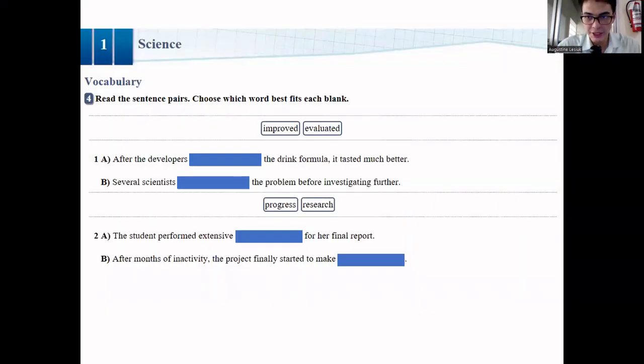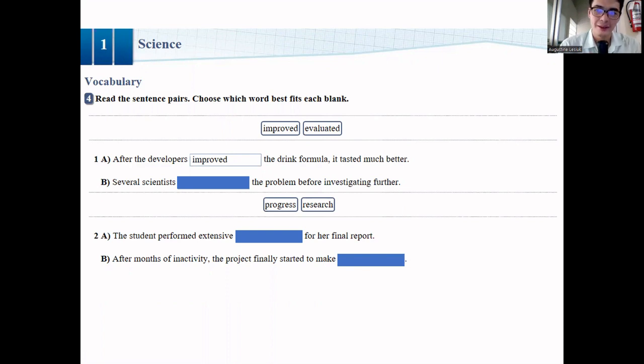All right, so here are the answers. For the first one, after the developers blank the drink formula, it tasted much better. The answer to this one is improved. So after the developers improved the drink formula, it tasted much better. So improve something means to make it better. So you improve a drink, of course, it would taste better than before.